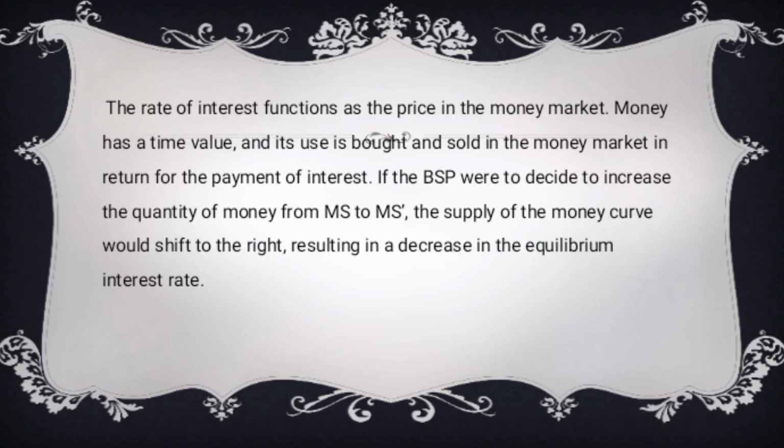The rate of interest functions as the price in the money market. Money has a time value, and its use is bought and sold in the money market in return for the payment of interest. If the BSP were to decide to increase the quantity of money from MS to MS, the supply of money curve would shift to the right, resulting in a decreased equilibrium interest rate.